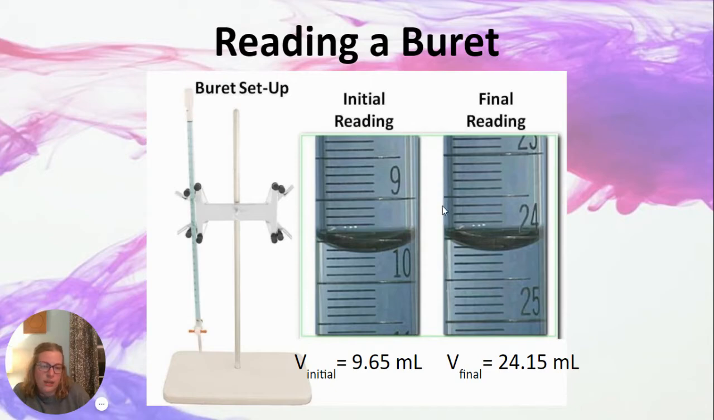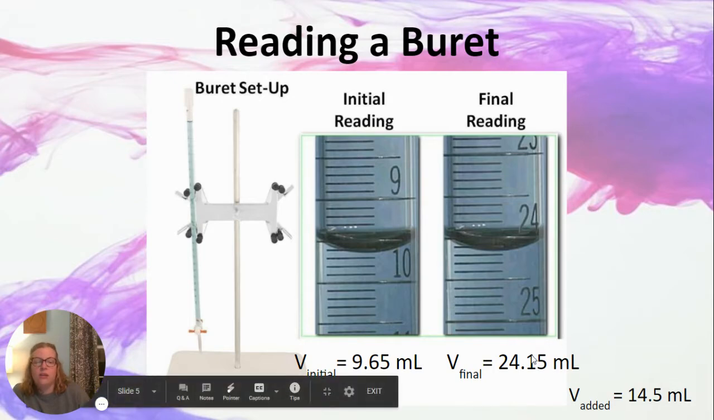If you look at the final reading here, here is 24. Here's 24.1, and we're about halfway through, so I said 24.15. So what that means is from here to here, we let out, in this case, 14.5 milliliters. And when you do a burette reading calculation, you do the final minus the initial.